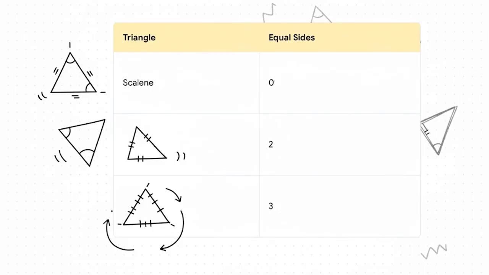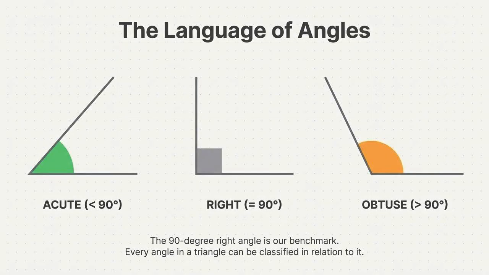Okay, let's do a quick check-in. This little table sums it up perfectly. We've got scalene with 0 equal sides, isosceles with 2, and equilateral with 3. See the pattern? 0, 2, 3. Makes sense, right? Awesome.